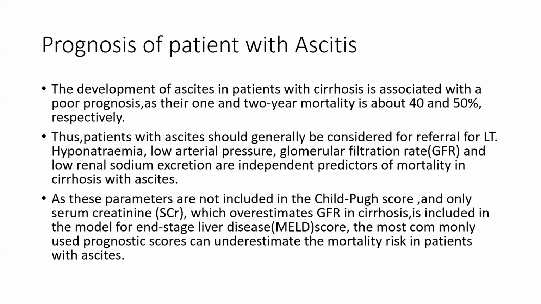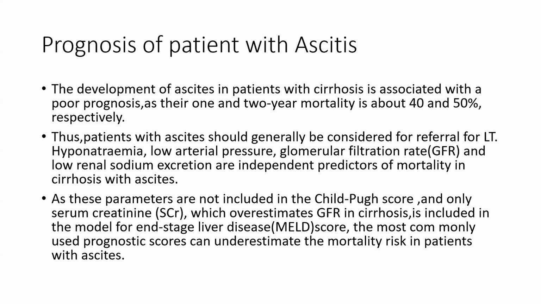Now, how to prognosticate this patient? The development of ascites in patients with cirrhosis is associated with a poor prognosis, and their 1 or 2 year mortality is about 40 to 50%. Thus, patients with ascites should be considered for referral for liver transplantation. Hyponatremia, low arterial pressure, low GFR, and low renal sodium excretion are independent predictors of mortality in cirrhosis with ascites.